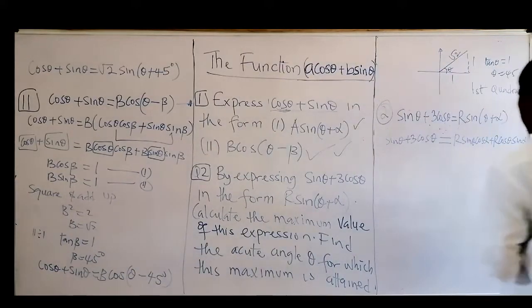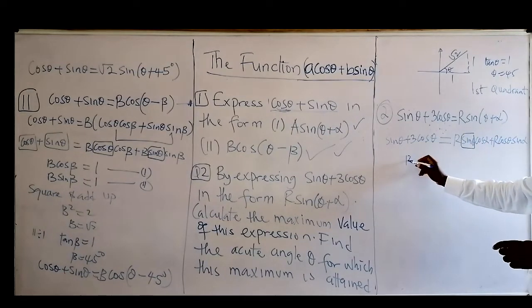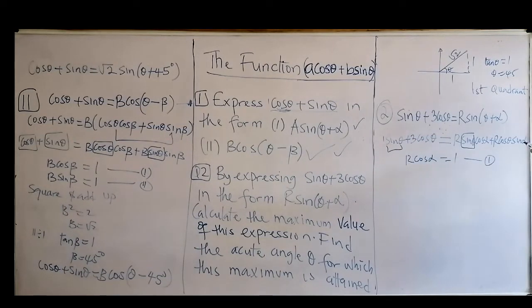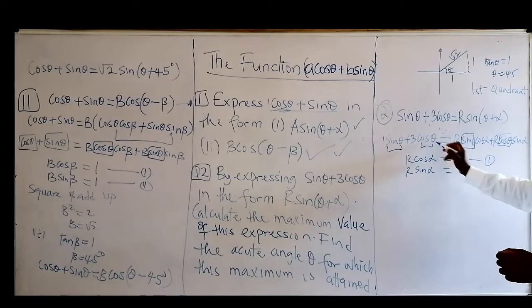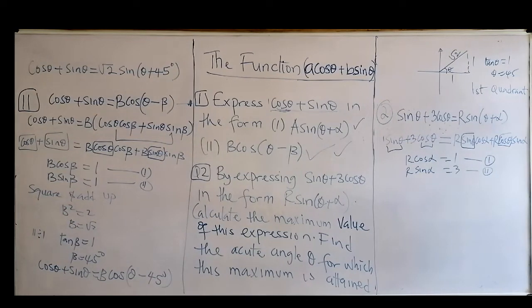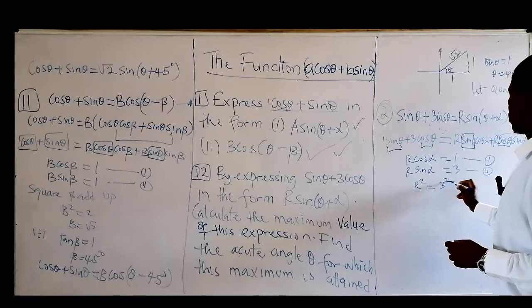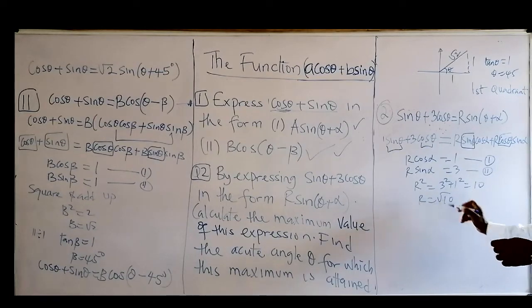The next thing to do is to equate the coefficient of sine theta, which is r cos alpha, equal to 1, equation 1. Also equate the coefficient of cos theta, which is r sine alpha, equal to 3, equation 2. Then square the two equations and add up, giving r squared equals 3 squared plus 1 squared, which is 10. So r is root 10.